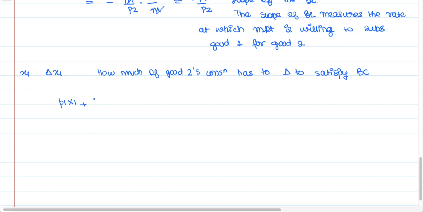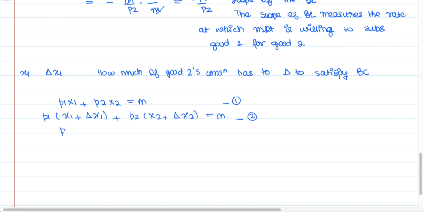Both cases have to satisfy the budget constraint. So this is the initial budget line, P1x1 plus P2x2 equals M. And after the change, your consumption of x1 is x1 plus delta x1, and consumption of x2 is x2 plus delta x2, which is equal to M, right? So I can subtract equation 1 from equation 2, and what I'll get is P1 delta x1 plus P2 delta x2 equals 0. So delta x2 by delta x1 is minus P1 by P2.